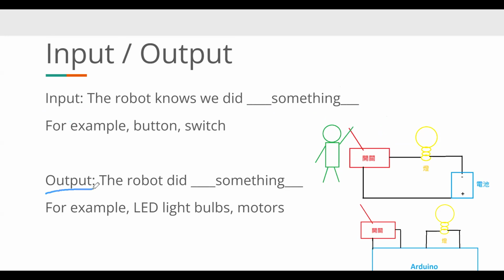And output means the robot did something, such as the robot would turn on or turn off the light, or open the motors or close the motors. This decision is made by the robot. And this is the meaning of output.